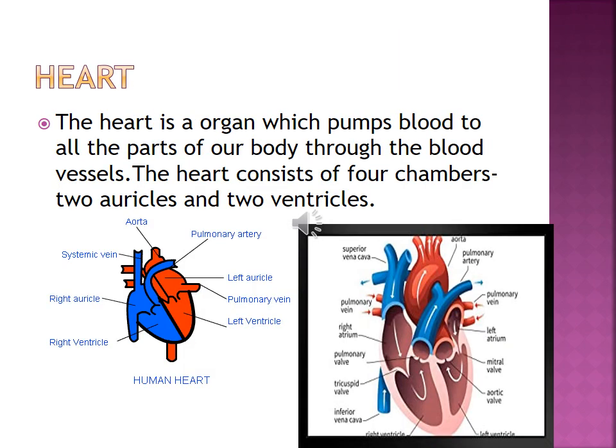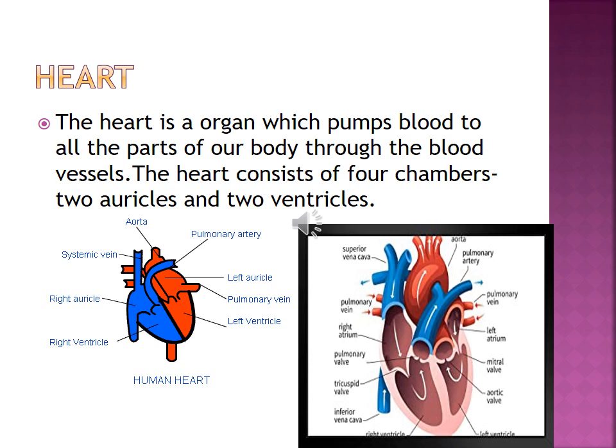The heart is an organ which pumps blood to all the parts of our body through the blood vessels. The human heart is a powerful muscular organ. The heart works like a pump working non-stop throughout our life. The heart is located between the lungs in the chest cavity with its lower tip slightly tilted towards the left.